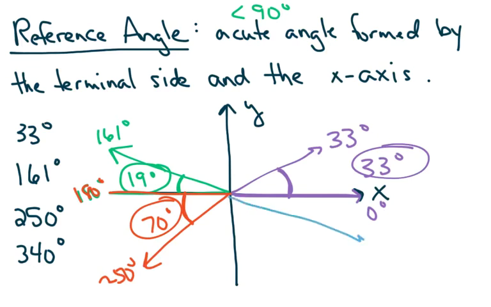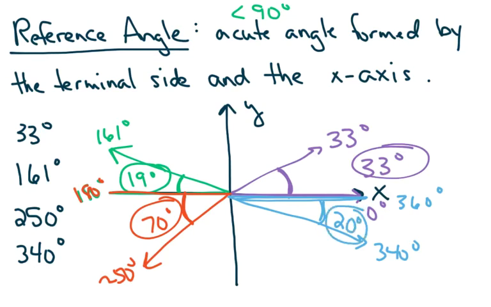340 is somewhere here in quadrant 4. And then here's the x-axis that's closest to it. So the reference angle must be between 340 and, we're not going to say 0 this time, we're going to say 360 because we're closer to the full circle. So the difference between 360 and 340 is 20 degrees.